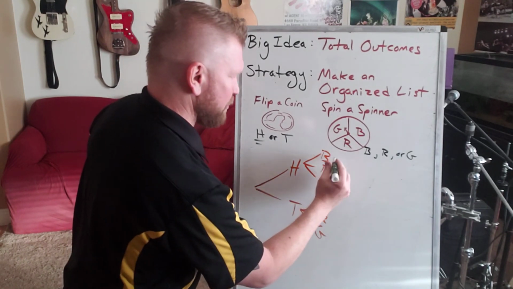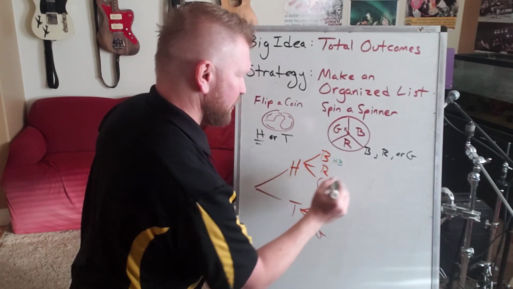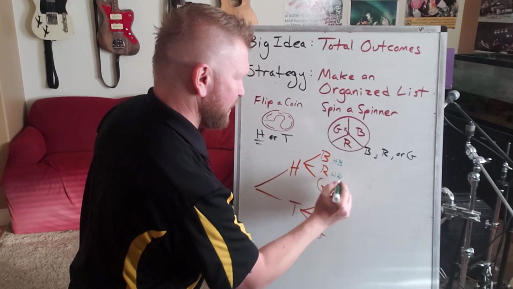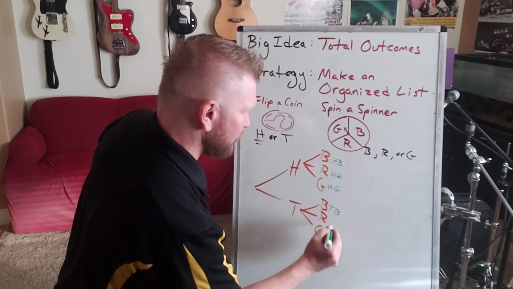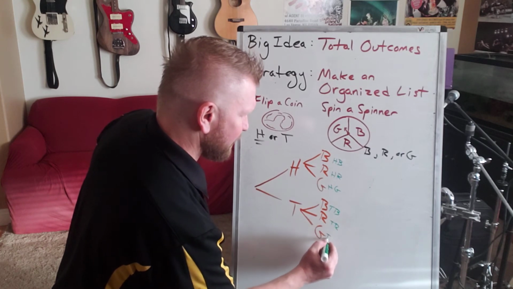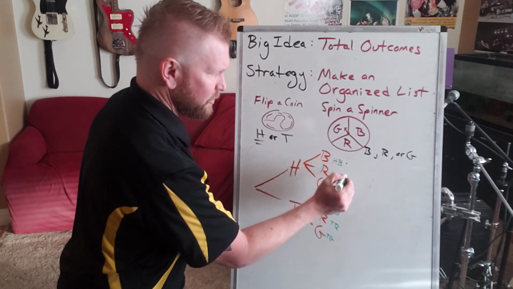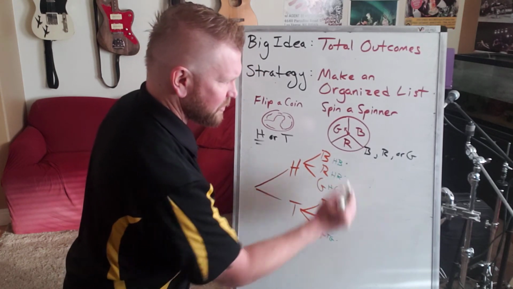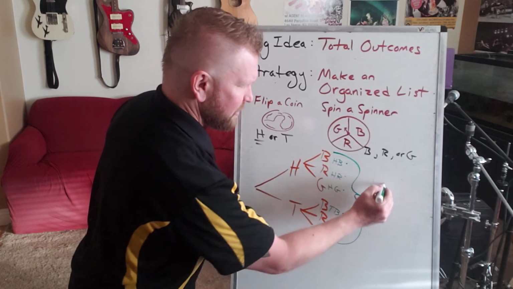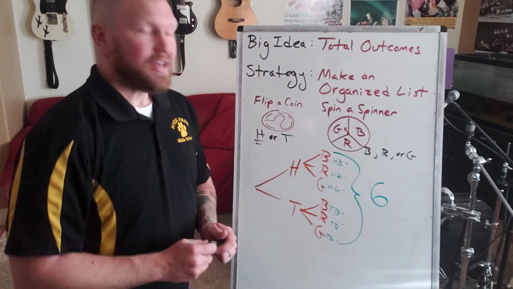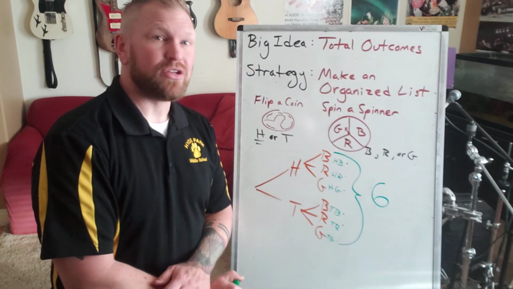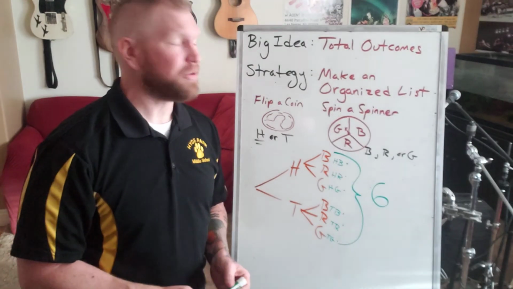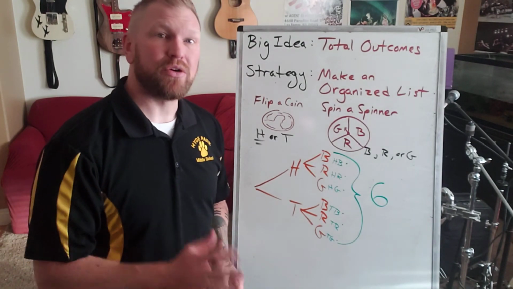So this one here represents heads and then blue. This represents heads and then red. This is heads and then green. This is tails and then blue, tails and then red, tails and then green. So we've got 1, 2, 3, 4, 5, 6. 6 total outcomes. So if you prefer the tree diagram instead of the make an organized list, then you could use that. It's pretty similar, pretty much the same thing, but it's just a way to show the total amount of outcomes.